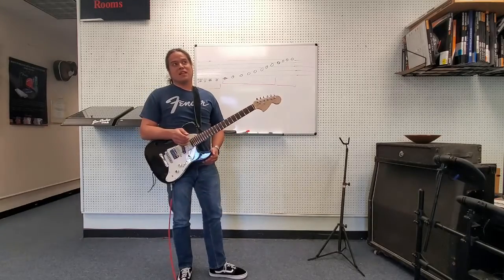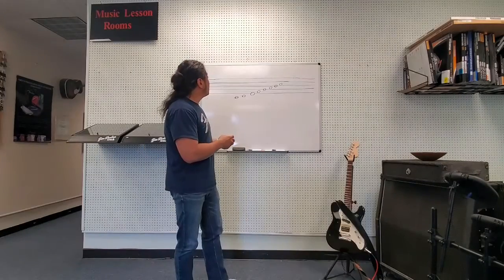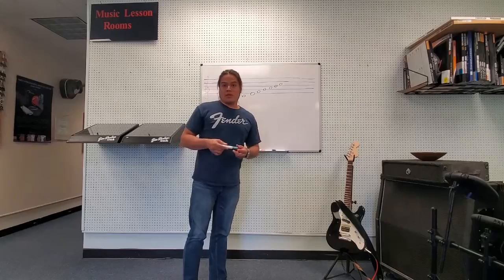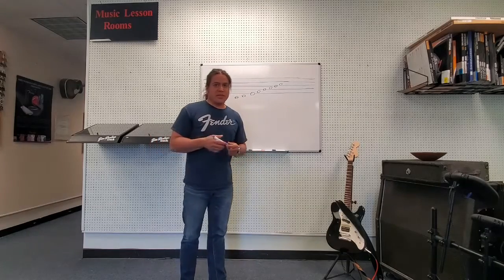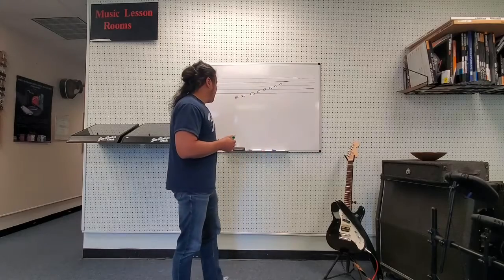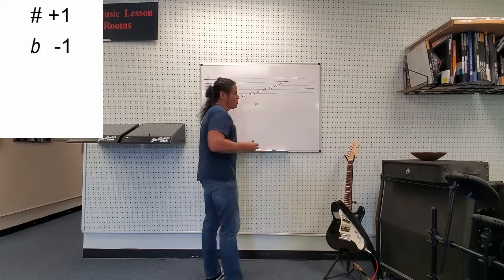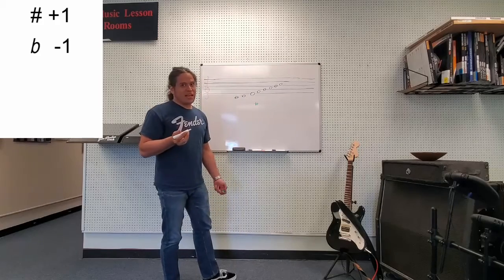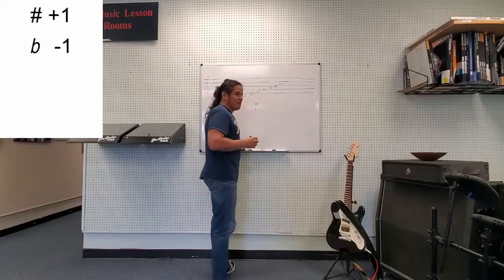So let's talk about accidentals now. The other thing that you might run into, and this trips up guitarists for some reason, is accidentals. And the accidentals are the sharp, which looks like a pound sign or a hashtag, and the flat, which looks like a tiny B.